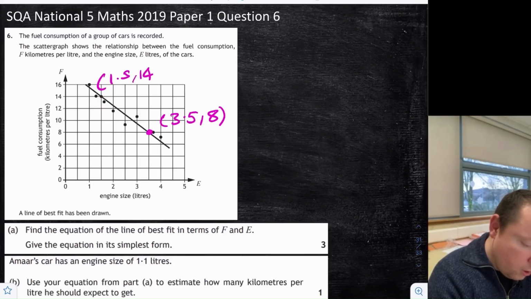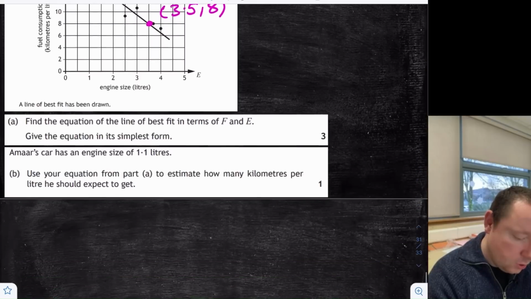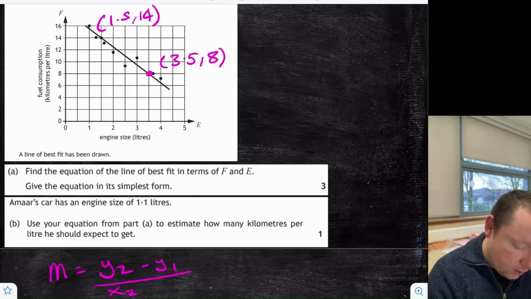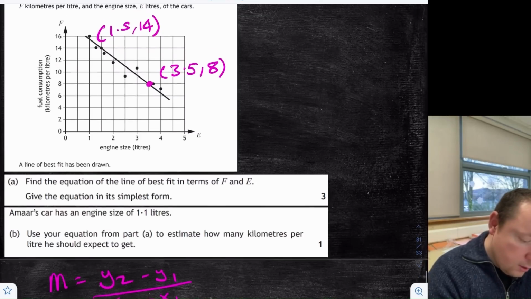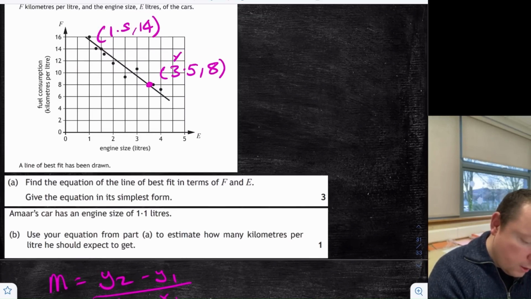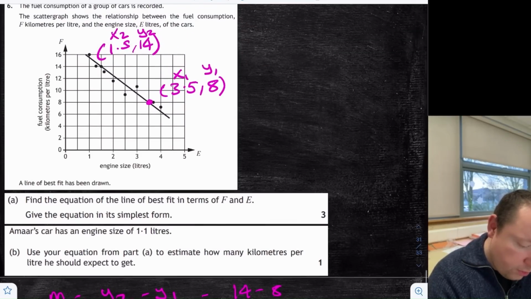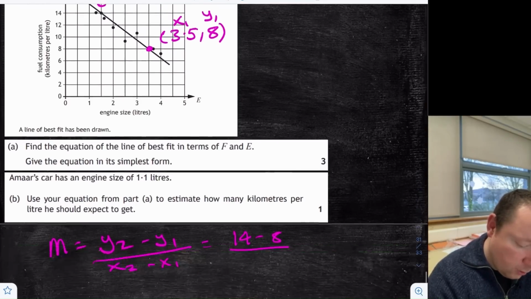Once you get your 2 points, you can work out your gradient. So remember, gradient is y2 minus y1 over x2 minus x1. So I'll call that x1 and y1, and this one x2 and y2. So we've got 14 take away 8 on top, over 1.5 minus 3.5.